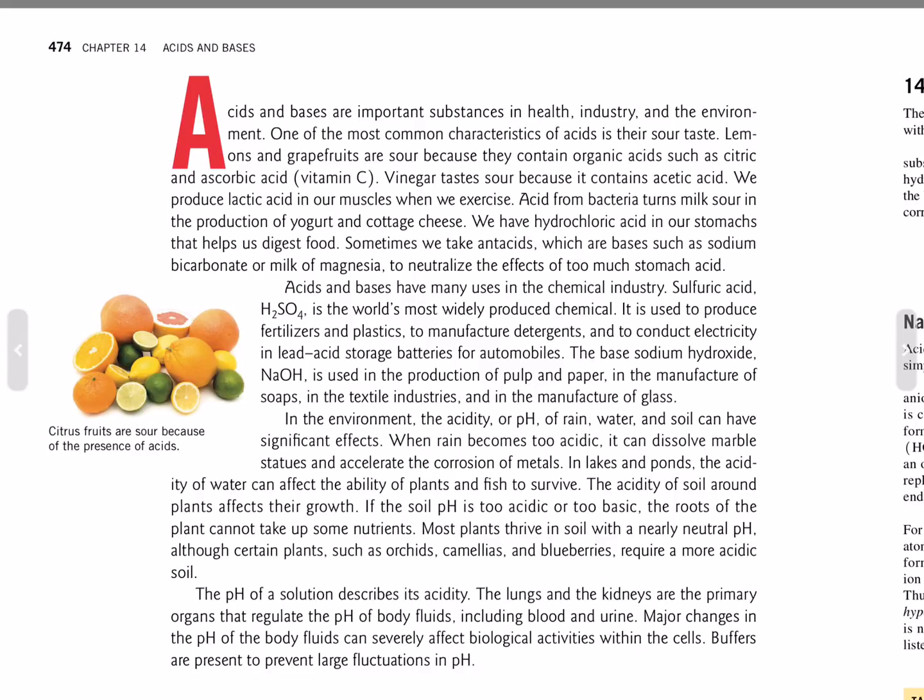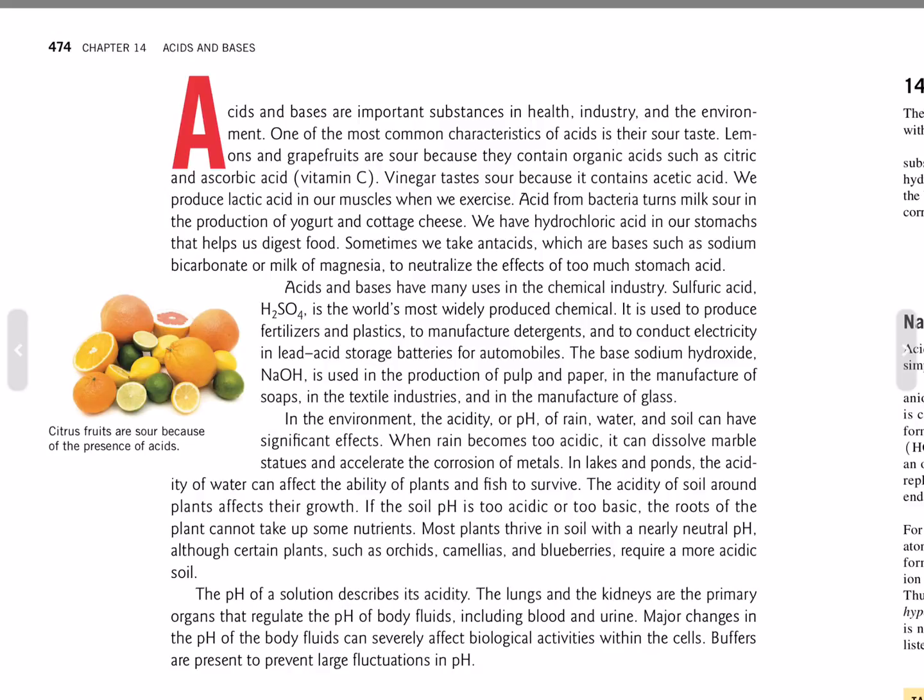Vinegar tastes sour because it contains acetic acid. We produce lactic acid in our muscles when we exercise. Acid from bacteria turns milk sour in the production of yogurt and cottage cheese. We have hydrochloric acid in our stomachs that helps us digest food. Sometimes we take antacids, which are bases, such as sodium bicarbonate or milk of magnesia, to neutralize the effects of too much stomach acid.